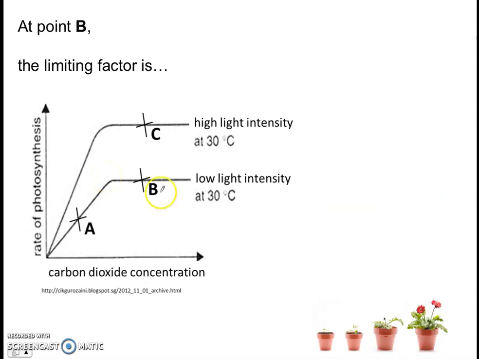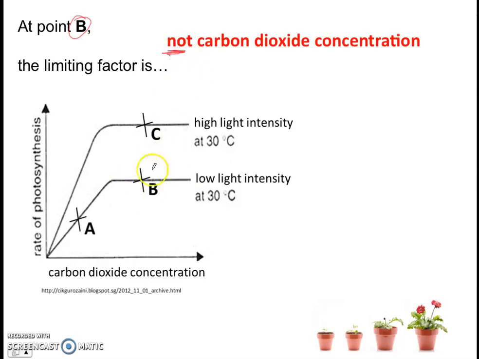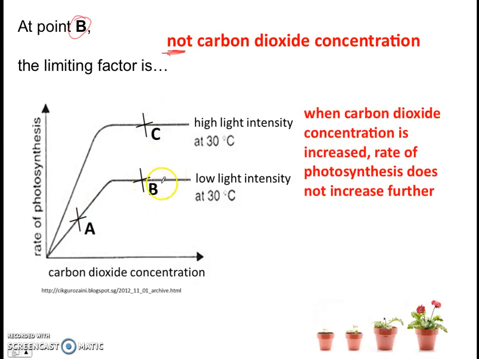So let's talk now about point B. Now at point B, what is the limiting factor? So again, focus on the lower curve because point B is on the lower curve. At point B, the limiting factor is not carbon dioxide concentration, right? Because as we increase the carbon dioxide concentration, the rate of photosynthesis does not increase further. That's why the curve here is flat, right? The rate of photosynthesis did not increase further.